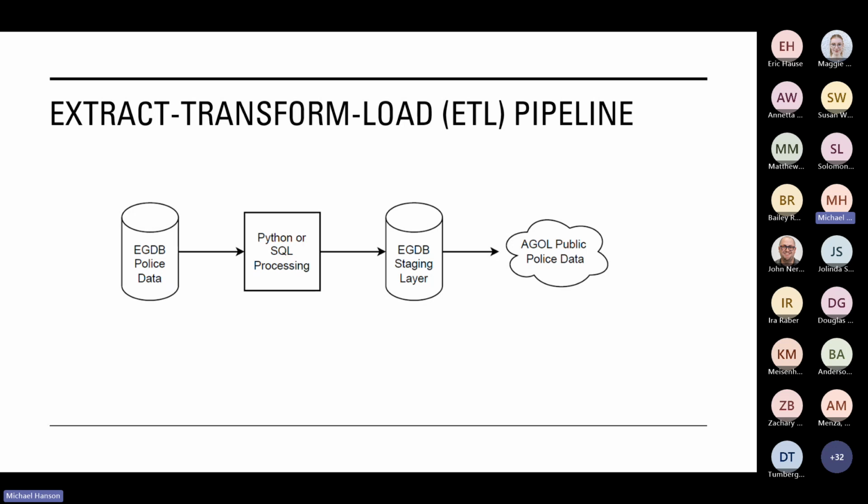So just kind of going over the real overview of this ETL pipeline. I started with our enterprise geodatabase police data. This is something we get from Logis every day and process with Python into that layer. From there, there is a Python script. You could also do this with SQL, but like I was saying, we already have a Python script that is kind of integrating the Logis data with our main police data. So this kind of went naturally with our existing Python workflows.